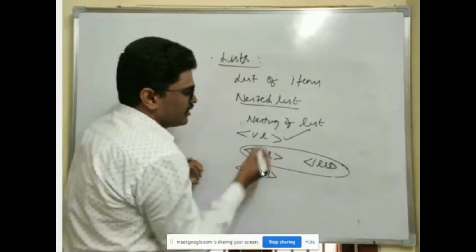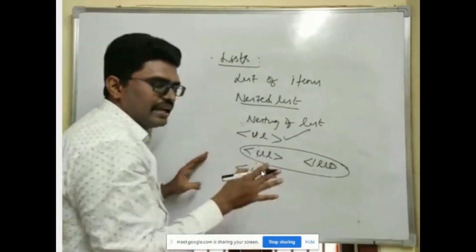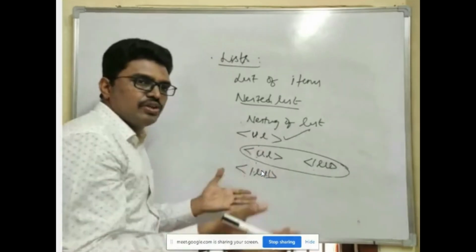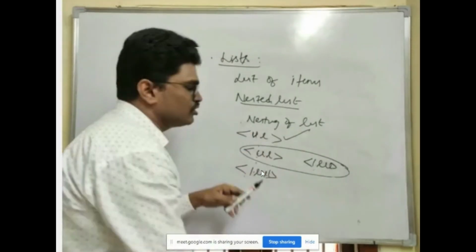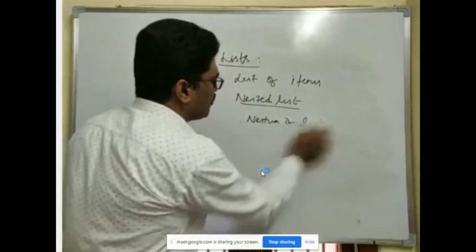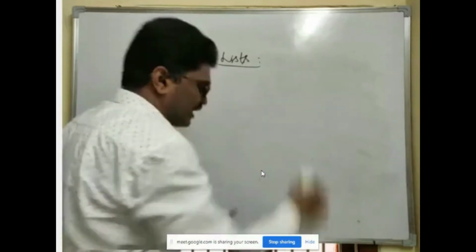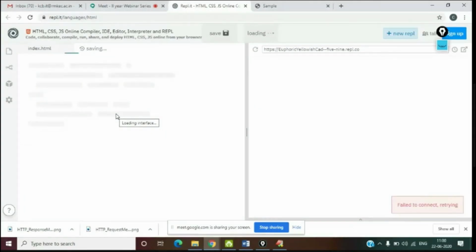Is there any rule that I can nest only an unordered list? No. You can nest ordered, unordered, whatever way you want. But you have to properly close the nested tags. Now I'll show you a demo of the list, how you can create it. I'll show you practically. You can use an online HTML editor.